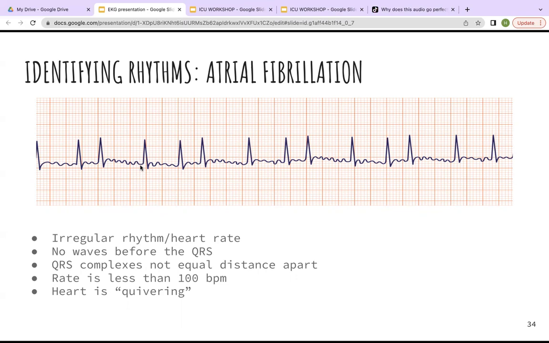And what's happening is the heart is literally quivering. That's why we're seeing these lines right here. The rate is going to be less than 100 in this case. Otherwise, we would be getting into the territory of AFib RVR, rapid ventricular response. So let's go on to the next one.